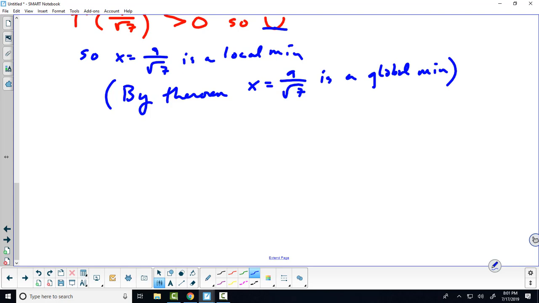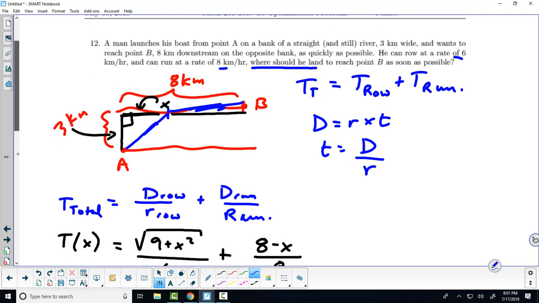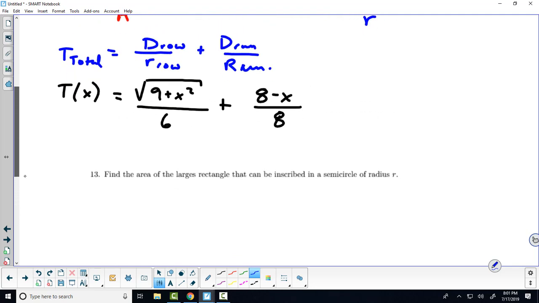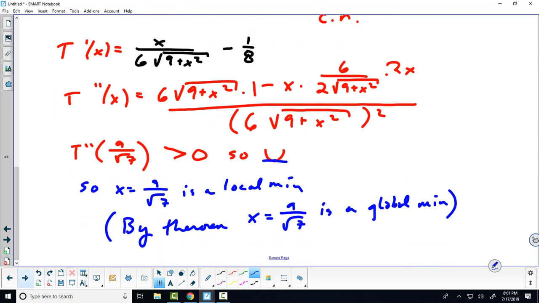Okay? All right, let's see if we've answered the question. I don't feel like we have. Oh, maybe we have. Where should he land in order to get to point B as quickly as possible? Well, let's see here. 9 over the square root of 7. Somebody want to give me a decimal approximation of that? It is 3.40. Great, thank you. So about 3.4 kilometers downstream is where you should aim for. Of course, your dog knows that.